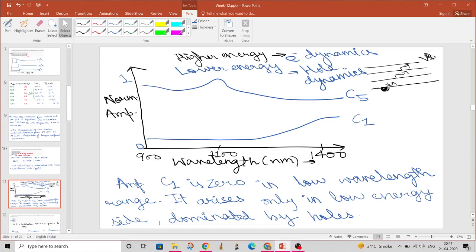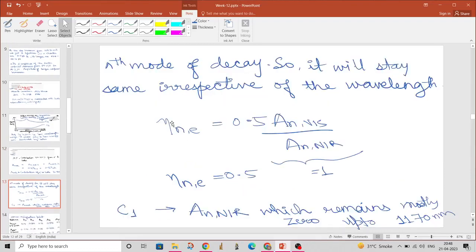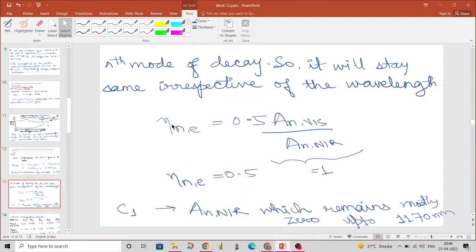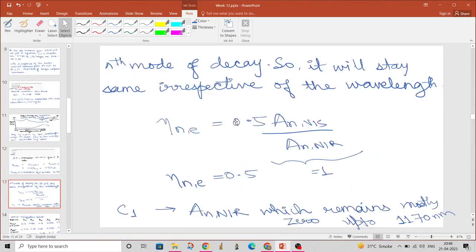And when the hole relaxes, it goes up in the valence band, and when the electron relaxes, it comes down. Now, the wavelength at which the contributions from electrons and holes are equal is 1170 nanometer. So this is where the transition happens from electron dynamics to hole dynamics.